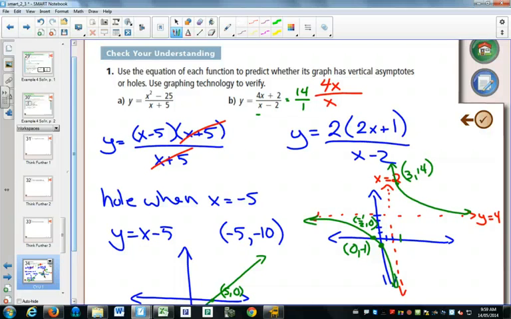And that's how you would graph one that has a vertical and horizontal asymptote. So the questions for this one, just question number 5.